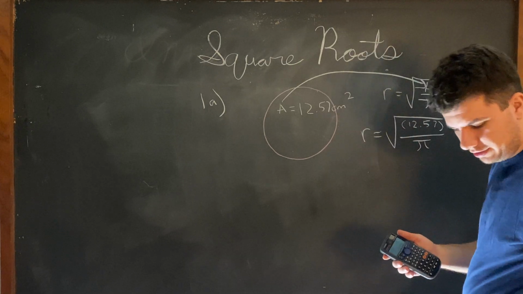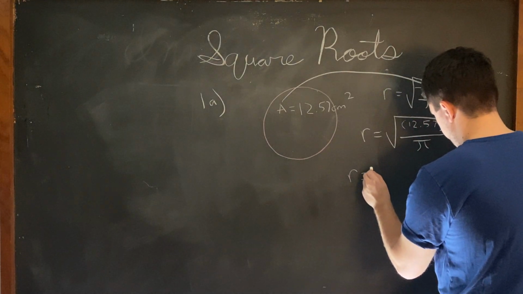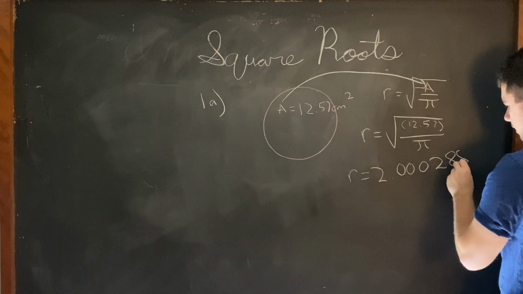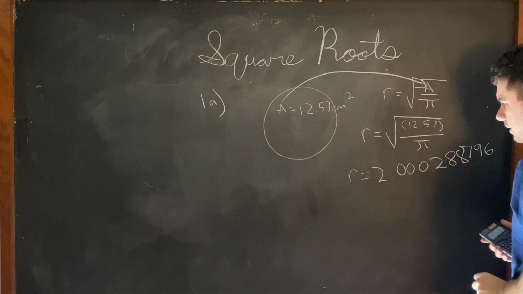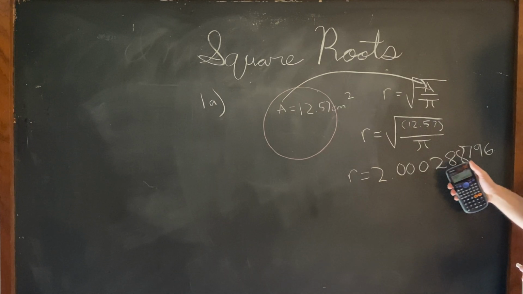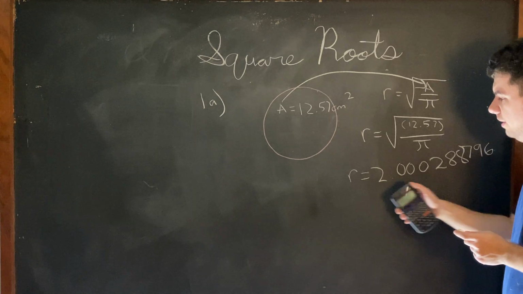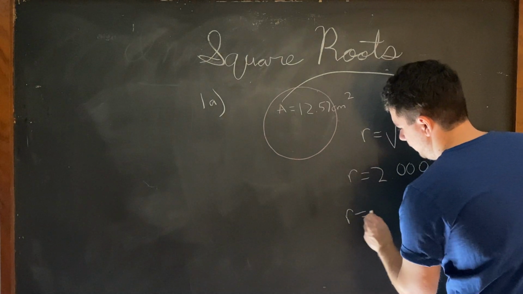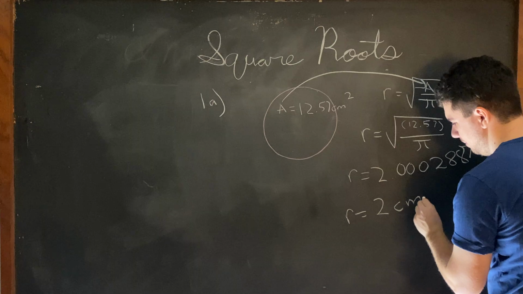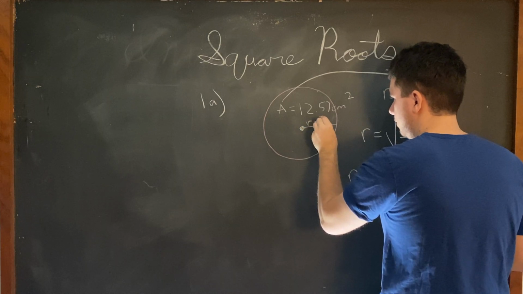Okay, and my answer is going to be radius is equal to 2.0002888796. Obviously, we don't want that many decimals for a radius, because that's very difficult to measure and write out every time we want to write out the radius. So grade 8s, we would round this number to 2. So radius is going to equal 2, and then remember your units: we were in centimeters squared, so 2 centimeters. Then just draw on your circle, the radius is equal to 2 centimeters.